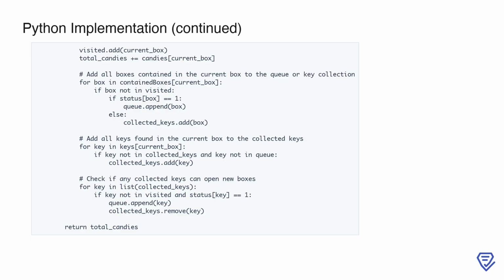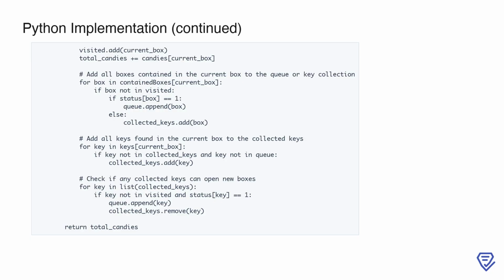candies in this box. Next, we handle the boxes contained within the current box. For each of these contained boxes, we check if it hasn't been visited yet. If it's unlocked, meaning its status is 1, we add it directly to the queue. Otherwise, we add it to the collected_keys set, since we might find the key to open it later.